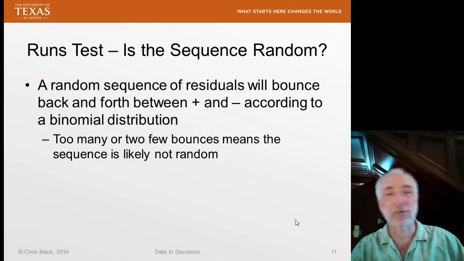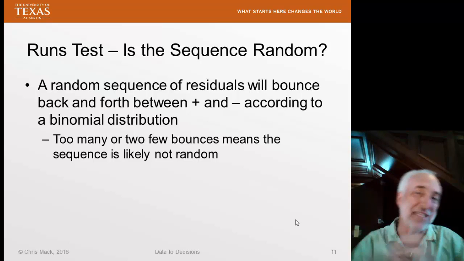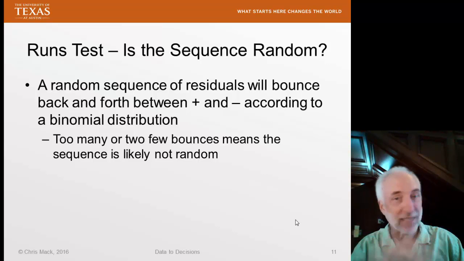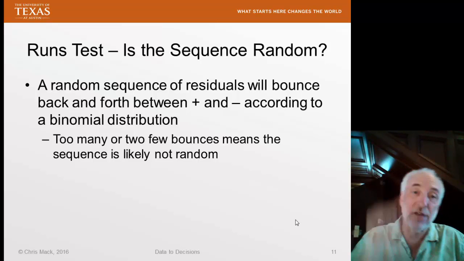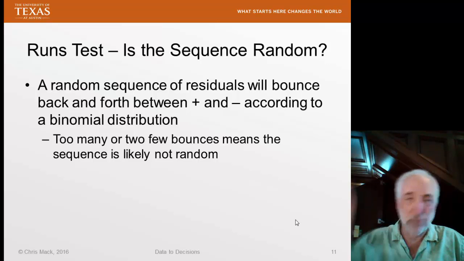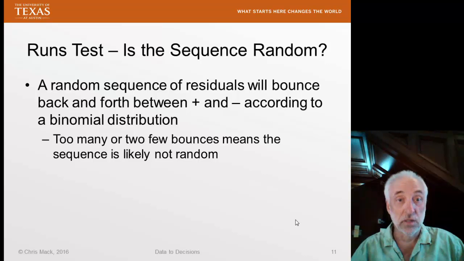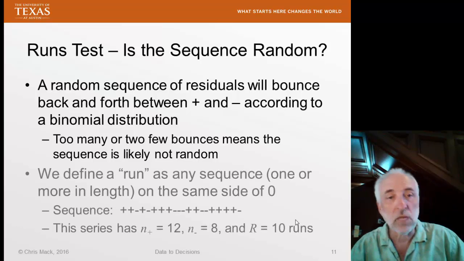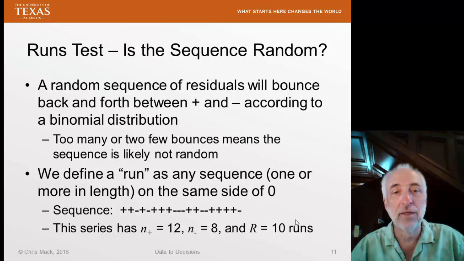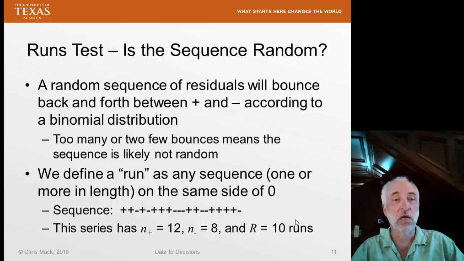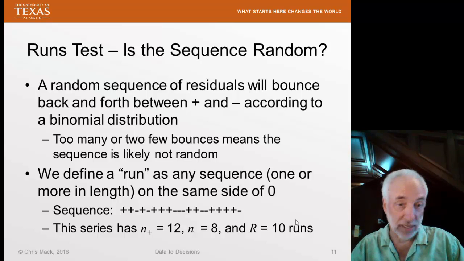So if the first half of the data is all negative and the second half of the data is all positive, well, that's a systematic variation. If every other data point bounces plus, minus, plus, minus, plus, minus, well, that's also not random. Right? That's a very systematic change. So if we define a run as any sequence that's on the same side of 0, we can count the runs and ask, do we have more or less than we expect?